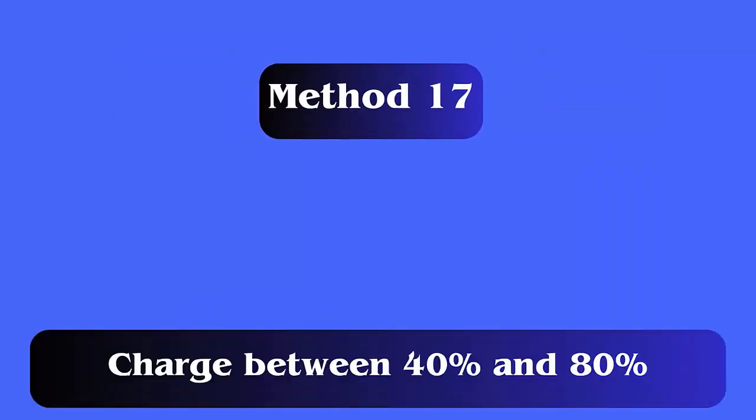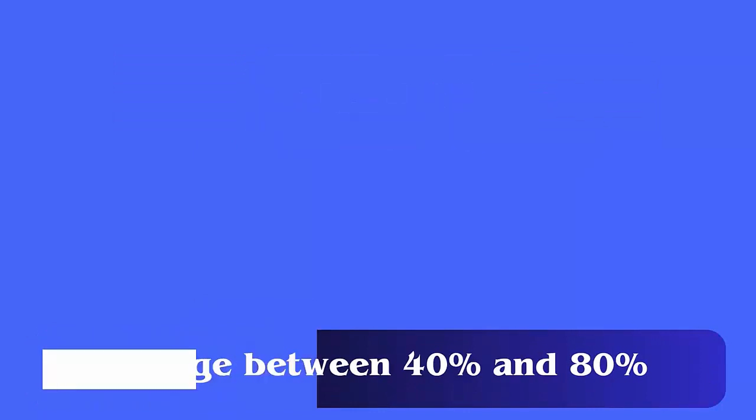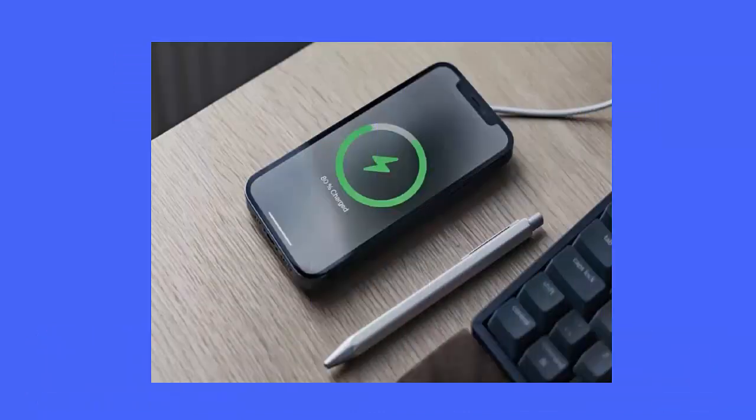Method 17. Charge between 40% and 80%. It is said that if you want your Android phone's battery life to extend longer, then you need to charge your phone when it comes to 40%. Always charge your phone between 40% and 80% and avoid draining it completely.